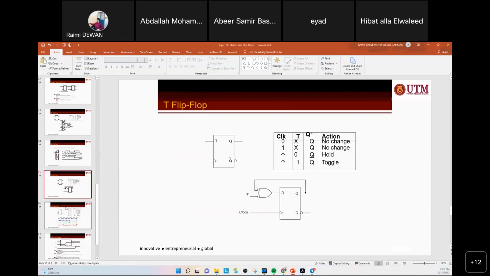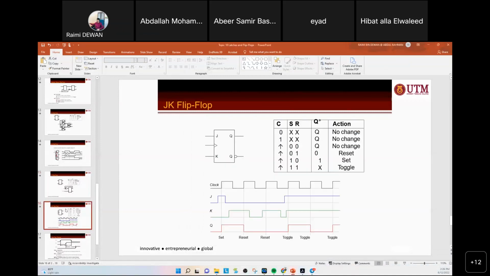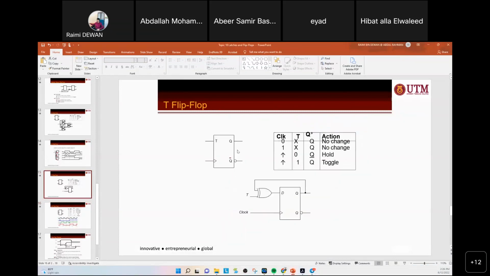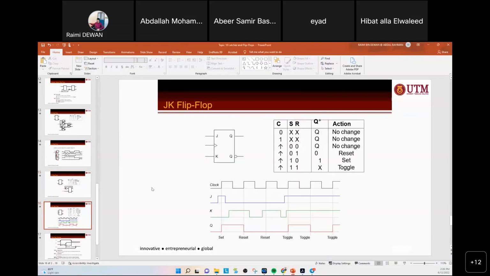The next one is the JK flip-flop. Instead of having one external input like a T, in the JK flip-flop we have two inputs here. Similarly, we have the inverted output as well. I'm not sure why we keep losing the bar button here, but it's okay as long as you understand. This one is just a minor typo. You know it's a Q bar because we have a bubble here.